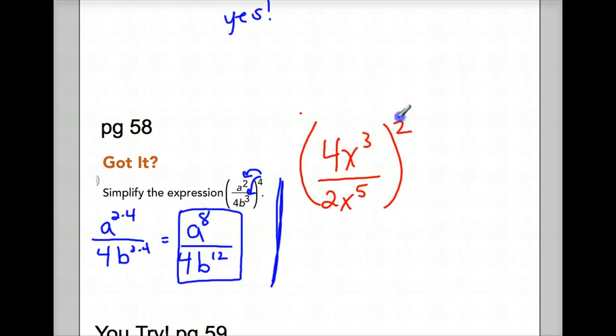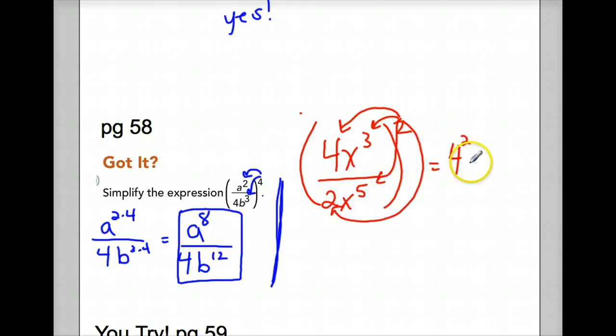So first things first, we want to distribute this 2 to each one of the factors inside. And we're going to flip this one all the way down. So that gives us 4 squared times x to the 3 times 2 over, because remember we're giving this 2, maybe we should change its color, we're giving this 2 to each one of these. So on the bottom we have 2 squared, because it gets a square, times x to the 5 times 2. All right, so there's our first step.